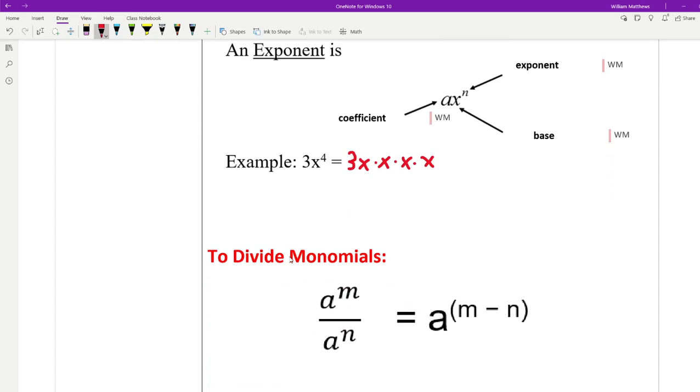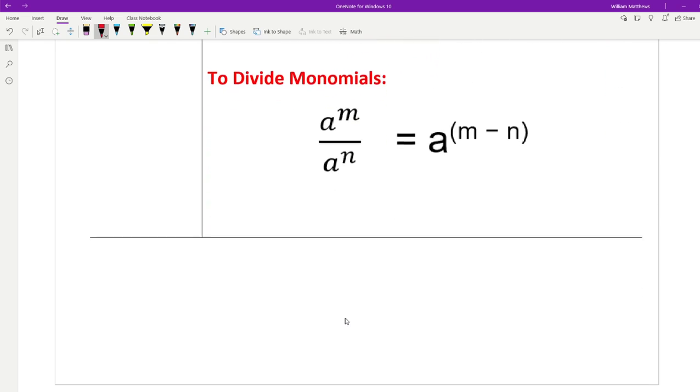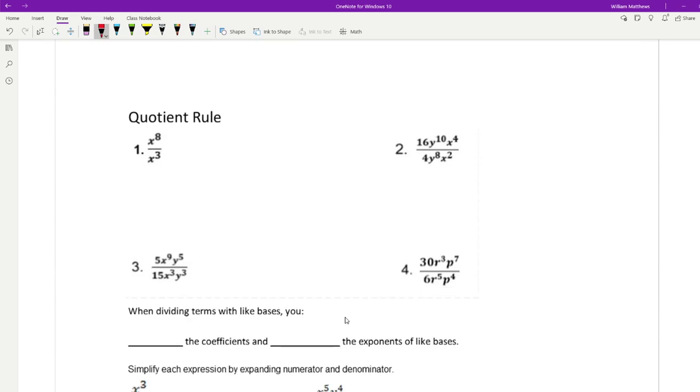Now the rule that we're saying is anytime that we are dividing a base with the like bases, in this case a, we are going to subtract the divider from what is being divided. In this case, n is dividing m, so we are subtracting n from our m value. An example of what that looks like.